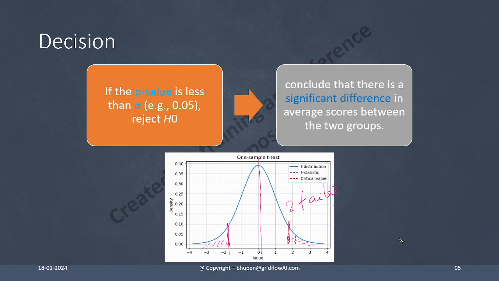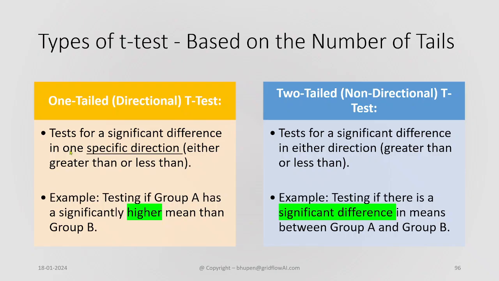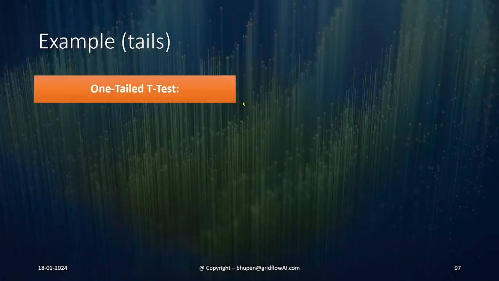Now you could have one tail as well. So let's take a look at some examples of one tail. For example, if you're saying group A scores are significantly higher, we're not saying different, we're saying significantly higher or lower, either. So when you use higher or lower, that kind of directional intent, that's called a one-tailed t-test. And two-tailed is non-directional. It can be either greater or lesser. So let's take a look at some examples of a one-tailed t-test.